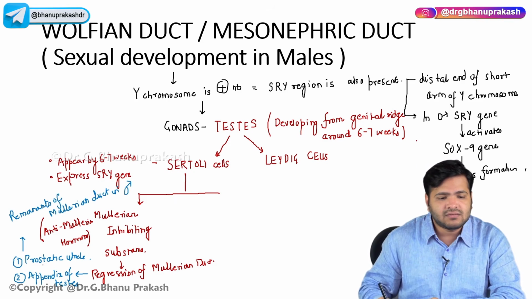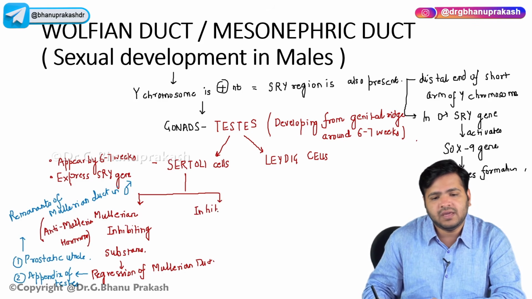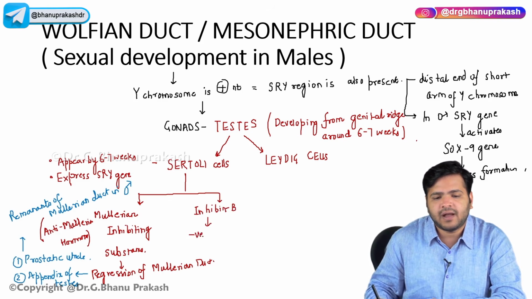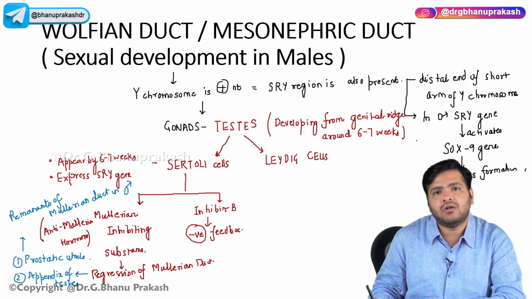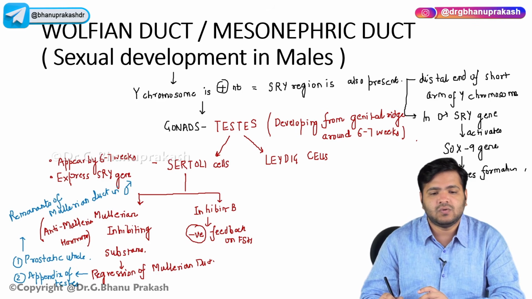On the other hand, the Sertoli cells will also release inhibin B, and this inhibin B will have a negative feedback on FSH, so the levels of FSH will be decreased.